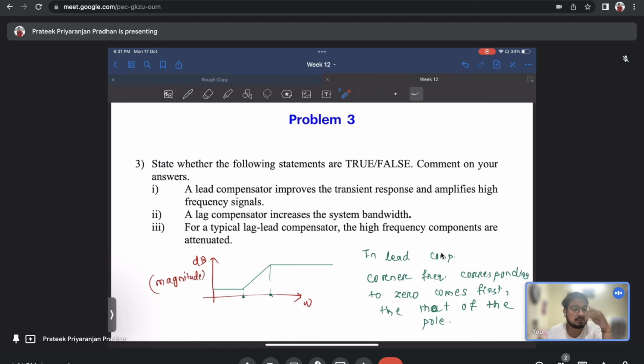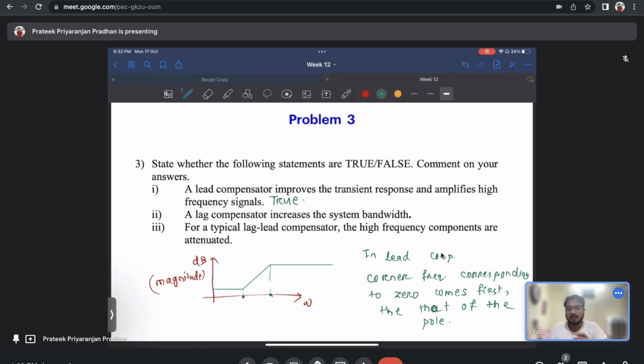Transient response means that as you go along, you come to the steady state value. What does the steady state value mean? Steady state means omega is tending to 0. That's why it is also improving the low frequency and amplifying the high frequency noises. So this is true.